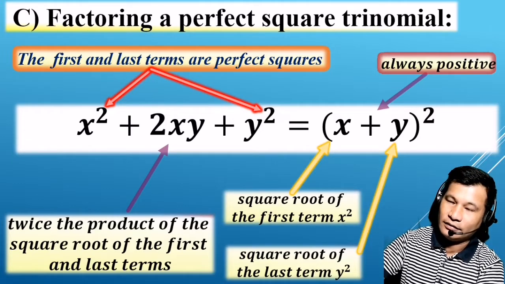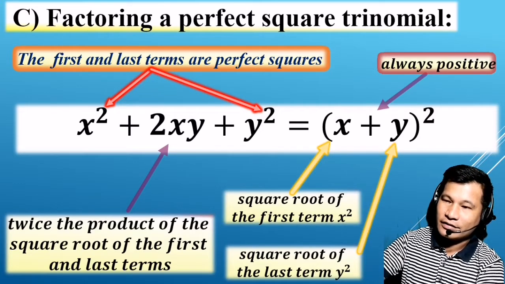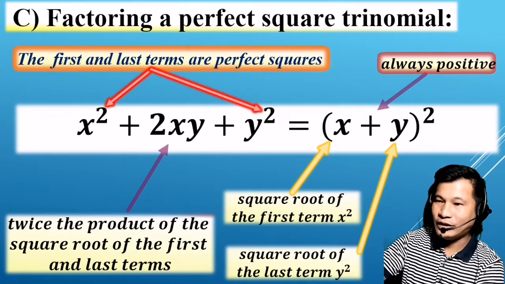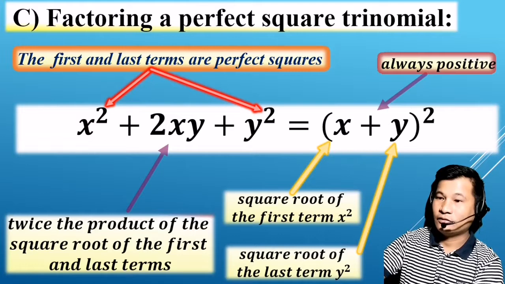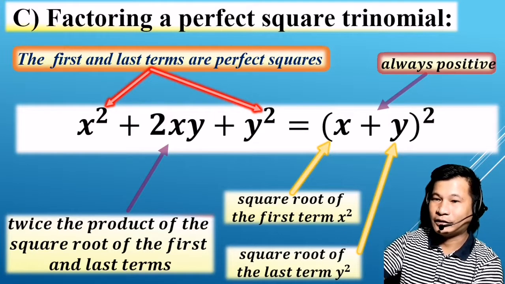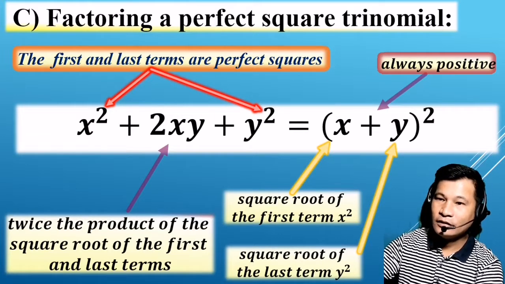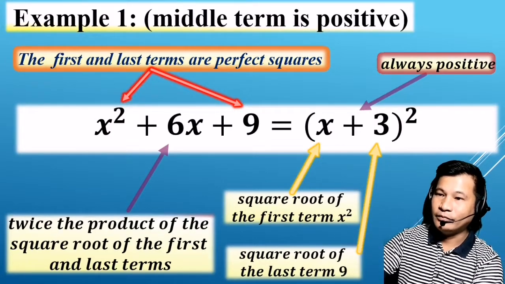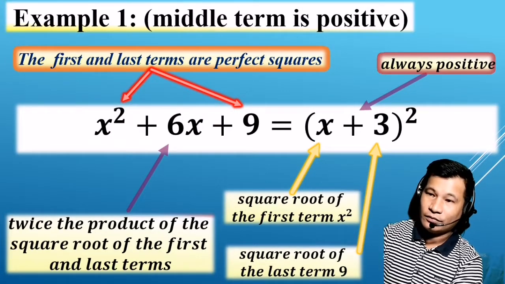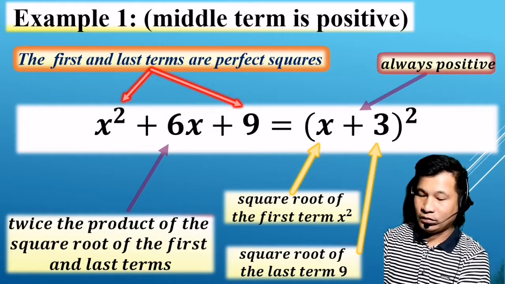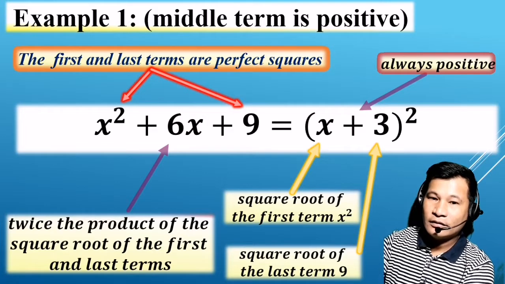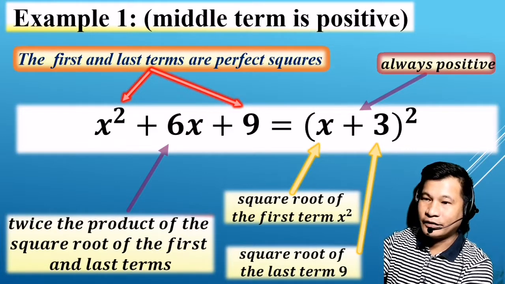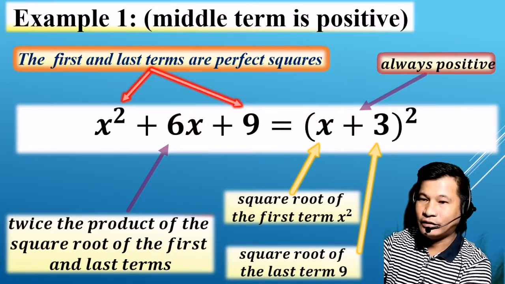Just like in x times y, that is xy, twice xy is simply 2xy. So always remember that pattern. For example 1, the middle term is positive, just like what was shown earlier. The first and last terms are perfect squares. So we have x squared plus 6x plus 9.